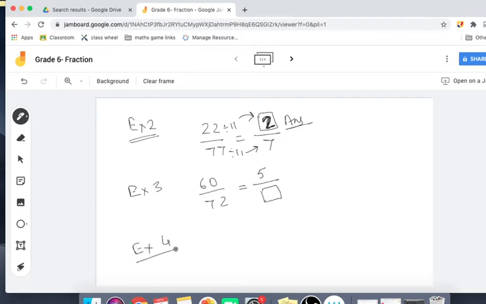And example 4 is 16 divided by 64, and here the numerator is 2 and you have to find the denominator here also. Okay, so I am giving you 40 seconds to solve example number 3. Try this question.